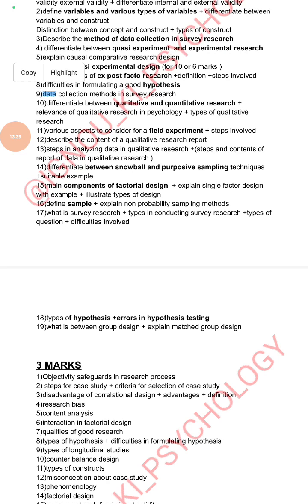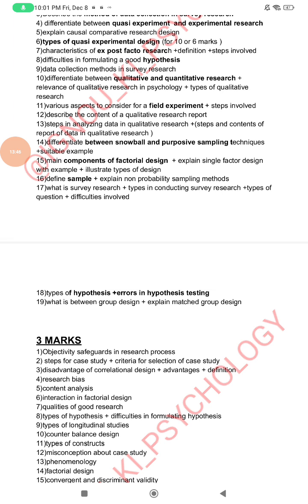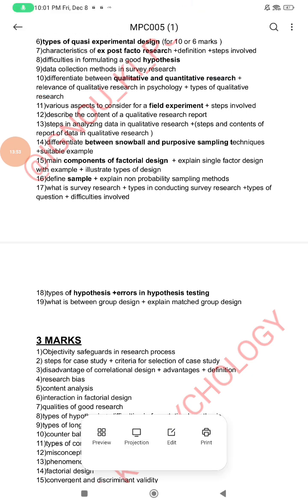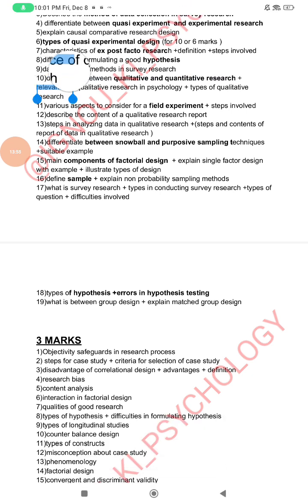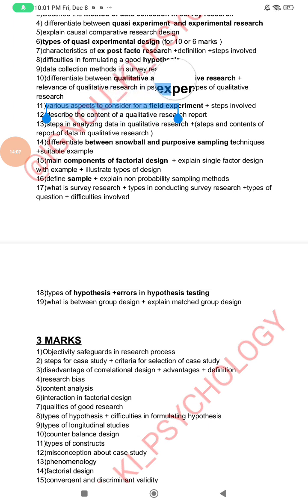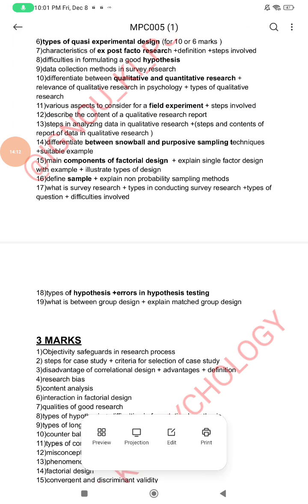Then comes question number 9, data collection methods in survey research. Again, this is a straightforward question. We have already seen what survey research is. Question number 10, differentiate between qualitative and quantitative research. This also we have discussed recently. Relevance of qualitative research in psychology, types of qualitative research. These are very important topics, qualitative and quantitative research. Prepare well.